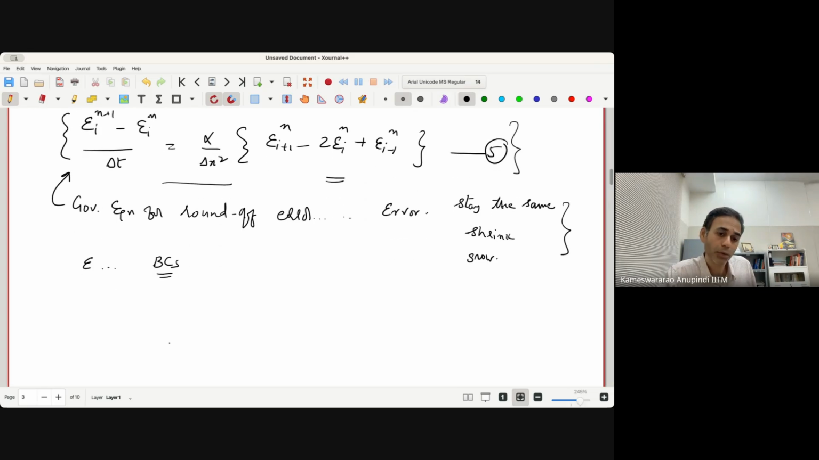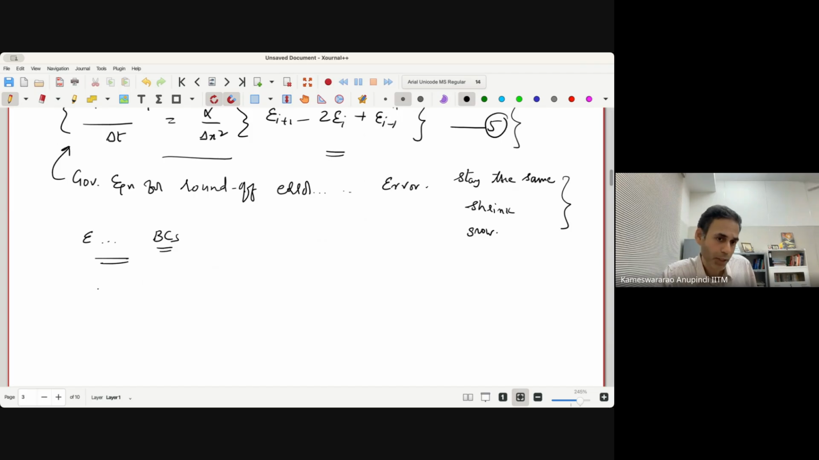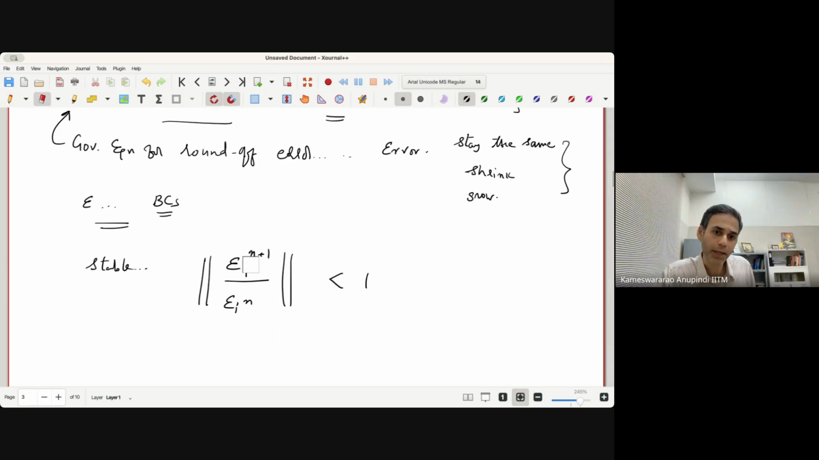So essentially, we don't want to solve it like a regular solution. Rather, we want to look at whether the round-off error will grow or not. The method will be stable if the absolute value of epsilon I at n plus 1 divided by epsilon I at n is less than 1. If this is less than 1, the error at n plus 1 is not growing with respect to the error at n, so this is a stable method. If it is greater than 1, this is an unstable method.